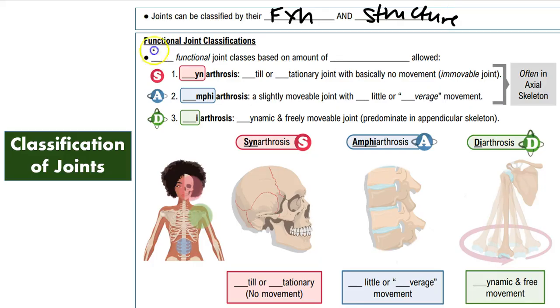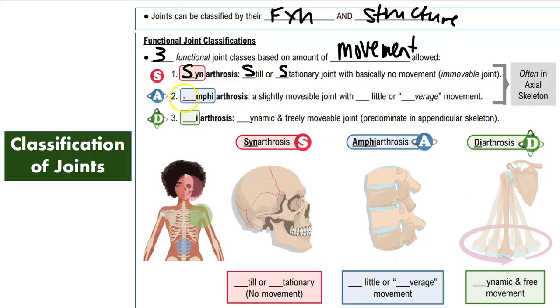Okay. Now let's go ahead and get into our functional classifications. There's going to be 3 functional joint classes based on the amount of movement allowed. We saw that as well. Now, the first 2 we're going to talk about is where you don't have as much movement. So synarthrosis is still or stationary. It's a still or stationary joint with basically no movement. So we call them the immovable joints. Okay. Now, we'll talk a little bit about how they can have a little bit of tiny movement as we go along. Okay.